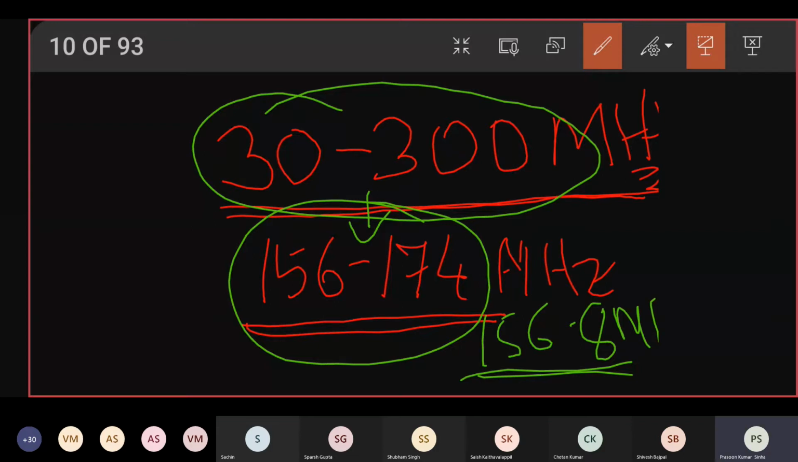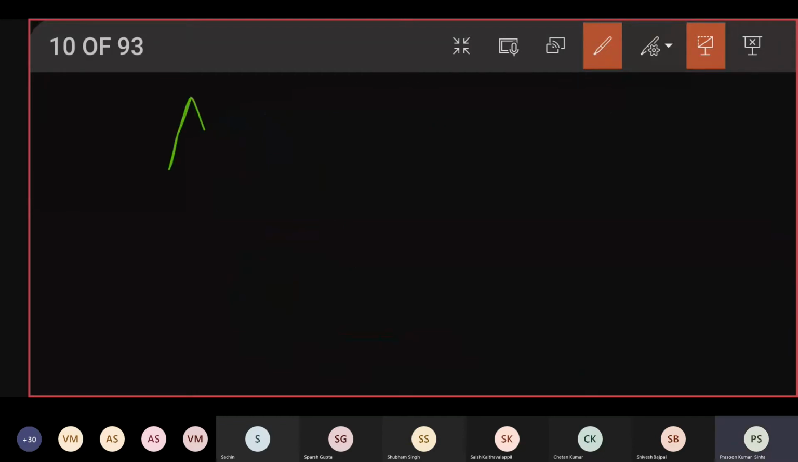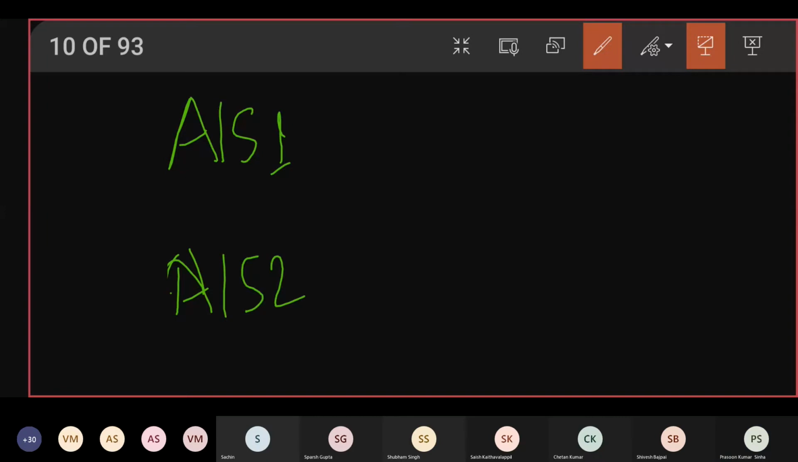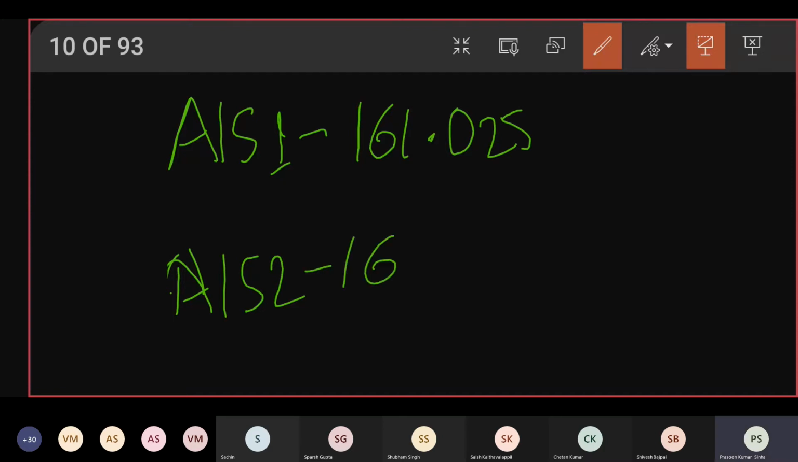There are two fixed frequencies which are used by AIS devices. The two frequencies are known as AIS-1 and AIS-2 frequency. These two frequencies are 161.025 megahertz and AIS-2 is 162.975, if I'm not mistaken.